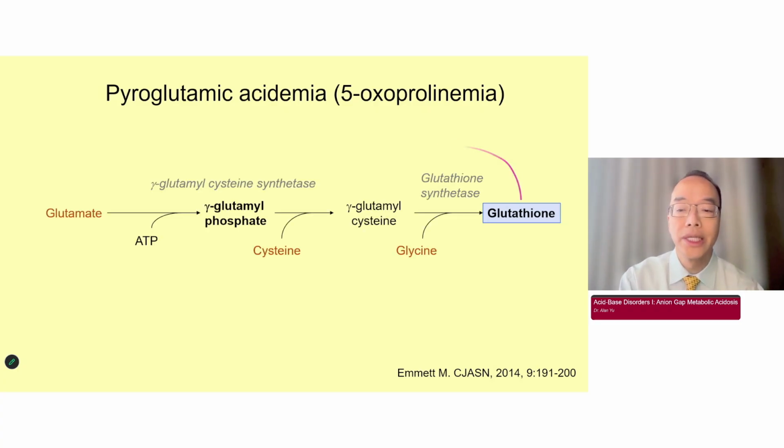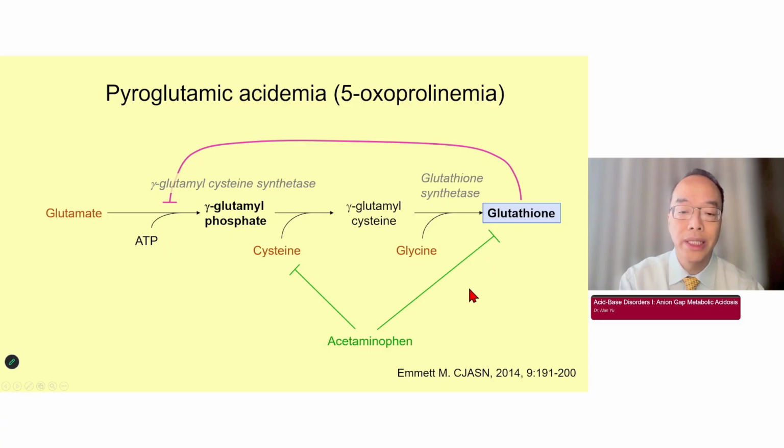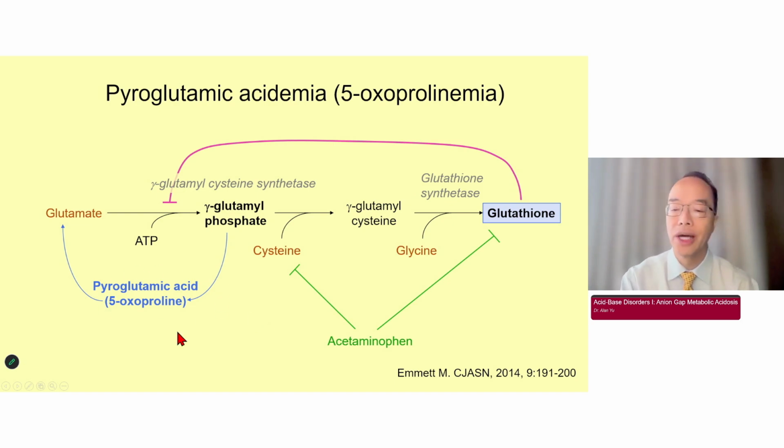And I won't go into this in detail, but suffice it to say that this is all part of the pathway that generates glutathione, which is a reducing agent in our body, and it negatively inhibits a key enzyme here. And when glutathione is depleted, which is what acetaminophen does, this negative feedback pathway is lost. We accumulate this metabolite gamma-glutamyl phosphate, and the only place for this to go is to generate pyroglutamic acid or 5-oxoproline.